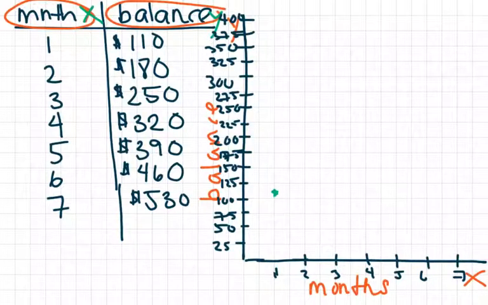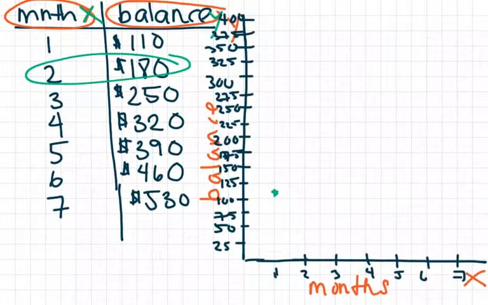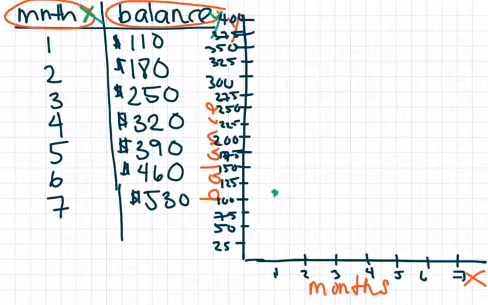Let's do another dot now. Month 2 is $180. So we're going to start at month 2 right here. And we're going to go up to $180, which is just over $175. So it's just about there, maybe a little bit less. I can't be exact with my pencil here. So I'm going to erase this line, and we're just going to put it right at 180.